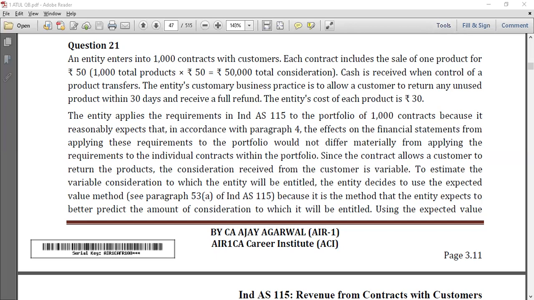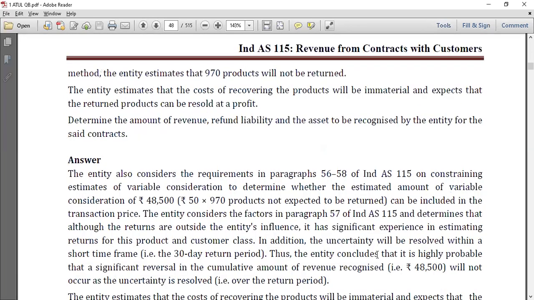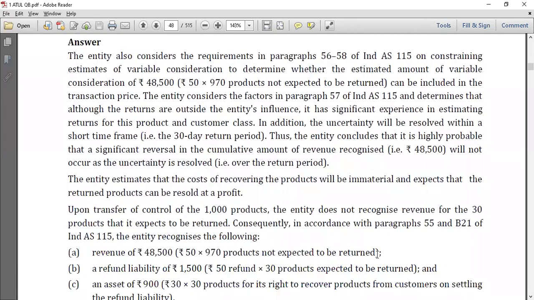Sorry, first what you have to write is this: the entity should consider Ind AS 115 on estimates of variable consideration to determine whether the estimated amount of variable consideration, that is 970 into 50 rupees per unit, which is not expected to be refunded, can be included in the transaction price or not. You have to determine first whether there is any variability in recognizing it.